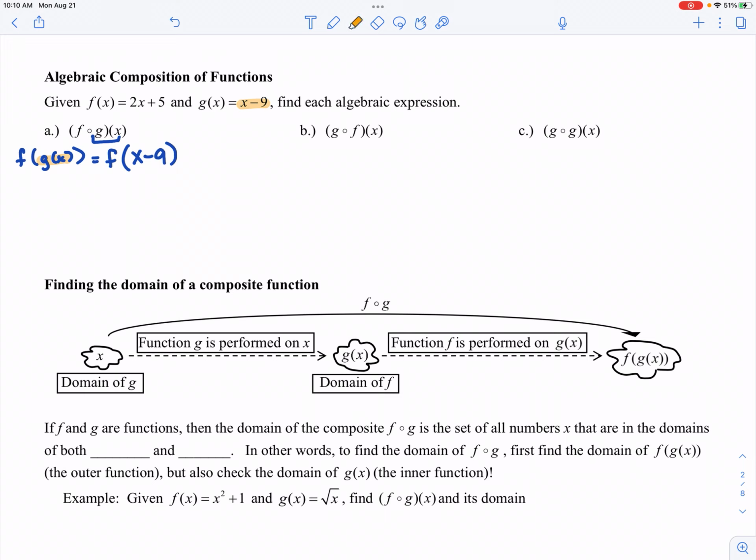And now, anywhere in my f function that I have an x, I'm going to replace it with this whole expression. So we have 2, and then in parentheses, we have x minus 9, and then plus 5. So we do our distributive property, combining like terms. We get 2x minus 18 plus 5. I'm going to combine those like terms. We get 2x minus 13. So my answer here is an expression, 2x minus 13.